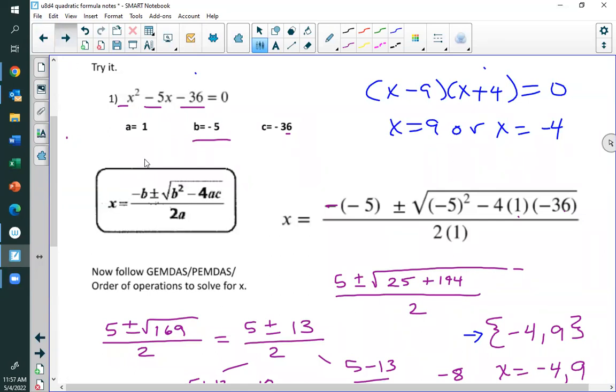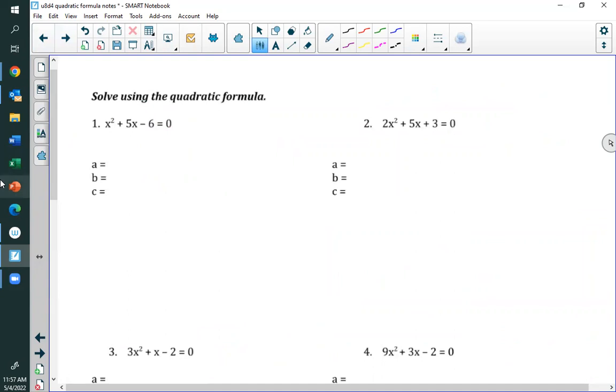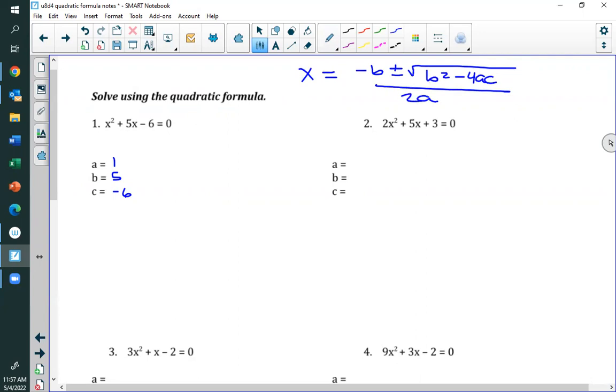Okay, so we're going to move on to the next page, and we're just going to do a couple of practice problems. Your upper 4 problems here are all going to give you either a fraction or an integer. It's 5 and 6 that start giving you weird decimals. So do one with me, and then I'm going to have you try the rest on your own. A is 1, B is 5, and C is negative 6. And x equals negative b plus or minus the square root of b squared minus 4ac all over 2a. Write it down on your paper somewhere because you're going to want to use it to fill stuff in.